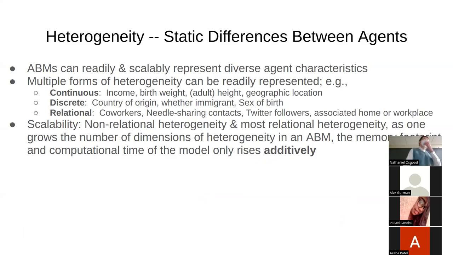So in agent-based models, we have much more freedom with respect to capturing heterogeneity, not just discrete heterogeneity, but also continuous heterogeneity. We can keep track of people's geography, right? Latitude, longitude, where they live, right? How would we do that in a stock flow model? Keep track of latitude, longitude.